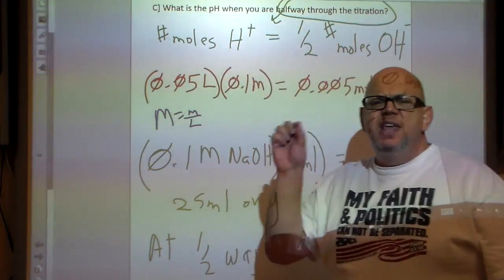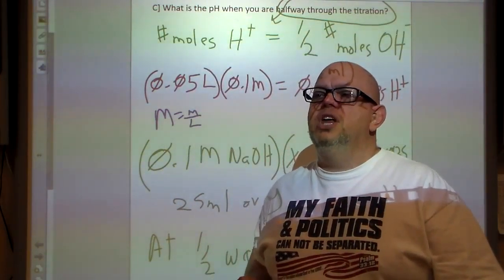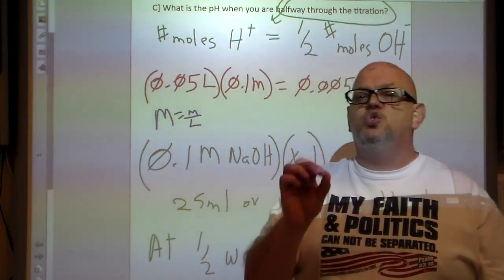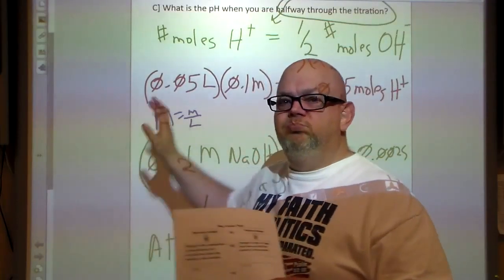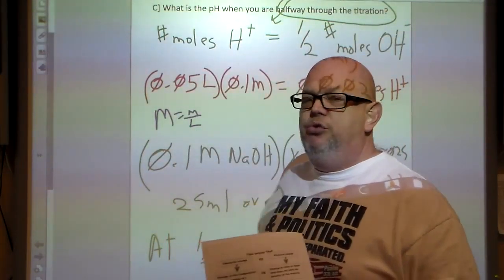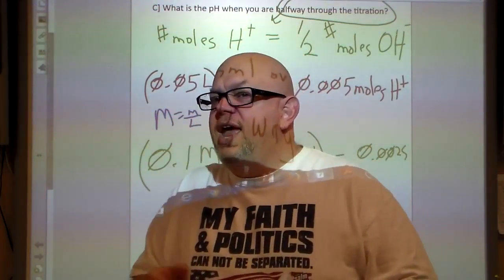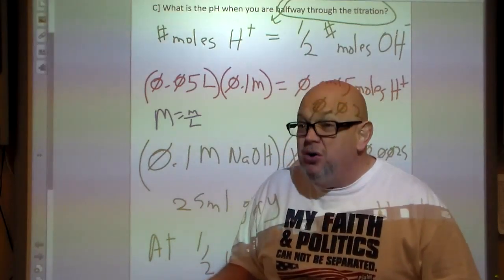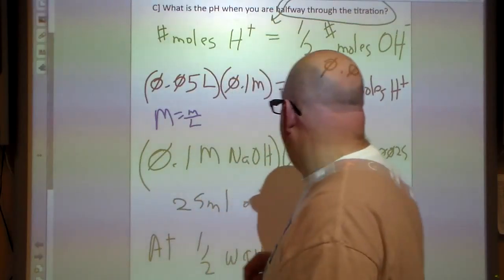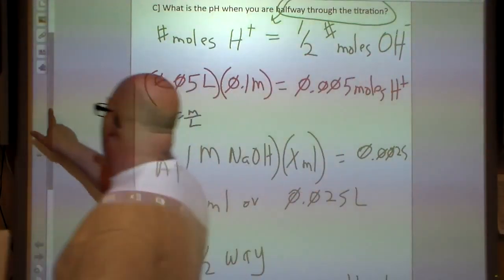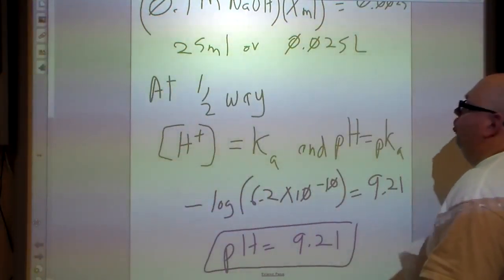Now, why couldn't we use M1V1 equals M2V2? Simply because we are dealing with a weak acid and a strong base. If you look at a strong acid and strong base, we're not going to have to do as much work because it's more straightforward. But when you're dealing with a weak acid that's not dissolving that well in water to begin with, we have to take this approach in order to make things work. We worked through that in our last video, and came out to a pH of about 9.21.